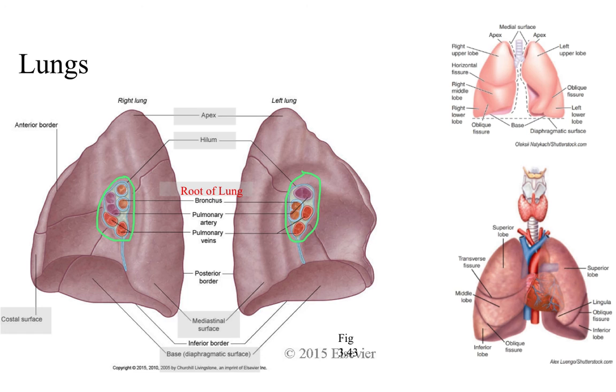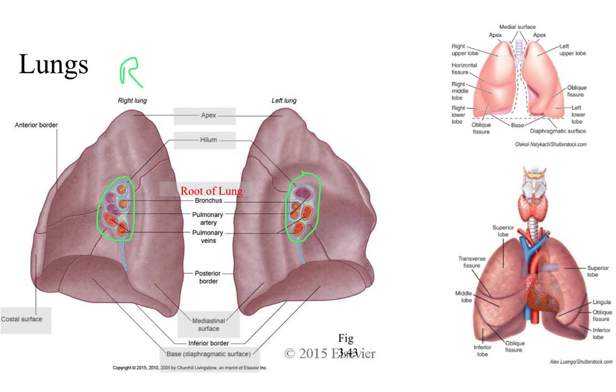And a spot where it's indented and those things are coming out, we also refer to as the hilum of the lung. So the root would be actually all the things that are entering or leaving the lung, and the hilum would be the area itself. A lot of times these are used interchangeably. So some things to notice.